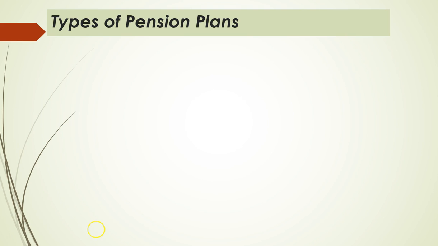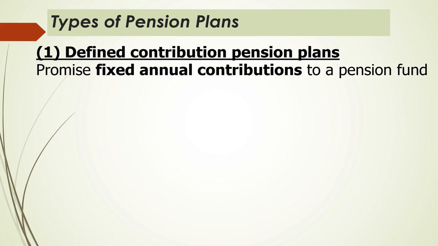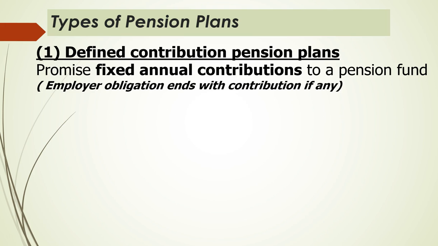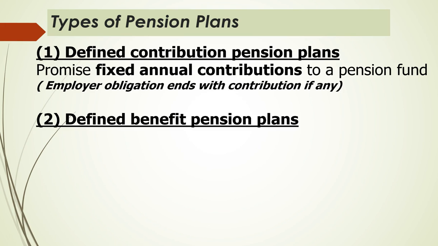Now, there are 2 types of pension plans. Most companies have gone to the defined contribution pension plans. That is, they promise fixed annual contributions to the pension fund, but once they make that contribution, their obligation is gone. Now, the kind they used to have, which meant that people had to stay at the same company for a long period of time to receive it, is called a defined benefit plan.